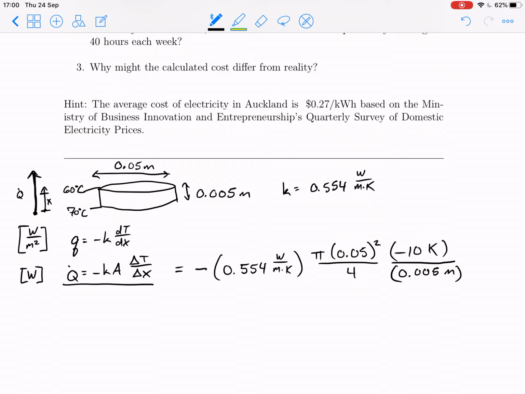And when we do that, we get that the heat rate is positive valued, and if I compute this, it's 2.17 watts. And that's for a single slab. Okay, so that's the answer to part 1.